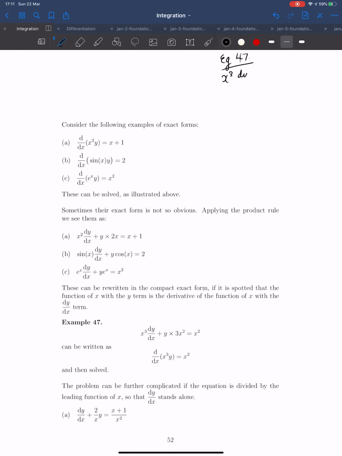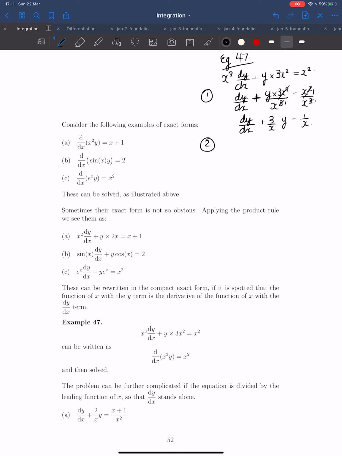x cubed dy by dx plus y times 3x squared equals x squared. Step 1, get the coefficient of dy by dx to be equal to 1. So dy by dx plus y times 3x squared. Oh, sorry, they're not equals. Divide by x cubed, x squared divided by x cubed. So that is going to cancel with that and make that a 1. That is going to cancel with that and make some 1s in there. So we have dy by dx plus 3 over x times y is 1 over x.